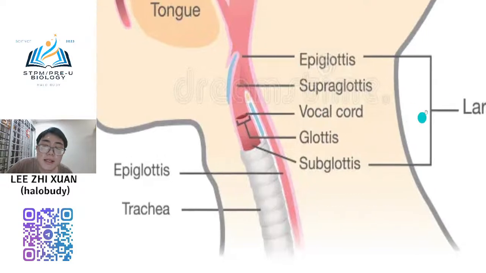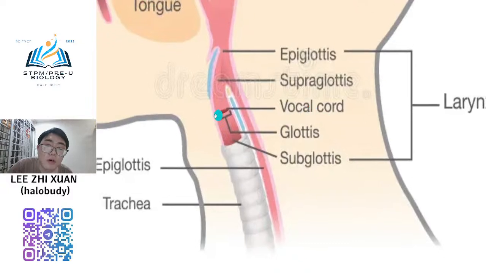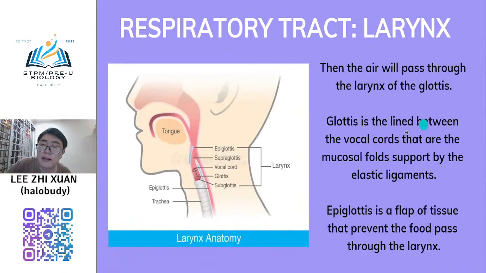All this part is what we call the larynx. Here there are some holes. This opening we call the vocal cord. Vocal cord, later I will explain it. And then within the vocal cord, this opening we call the glottis. The glottis is the line between the vocal cords, like one line, a line at the vocal cord. And then it is supported by the ligament.